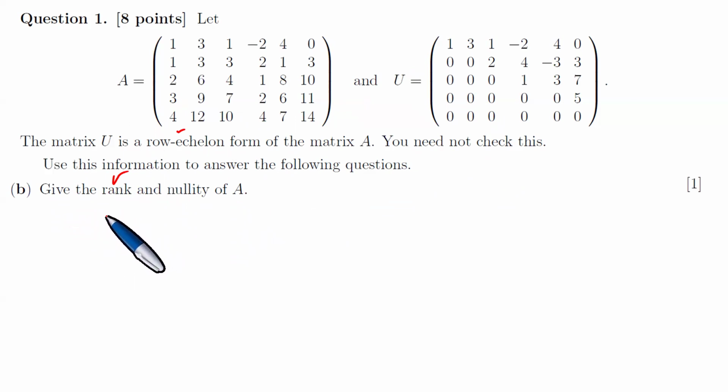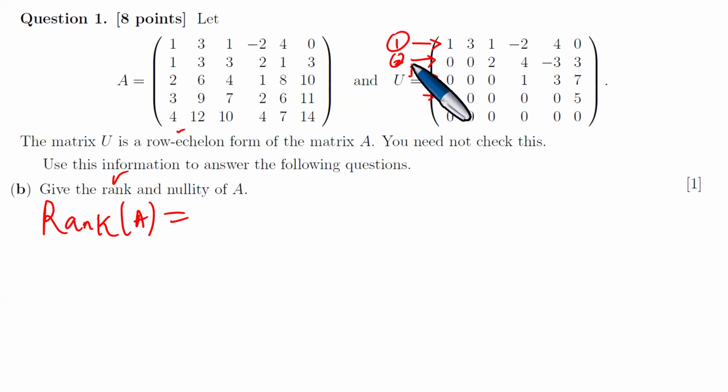Right, so what do we define as the rank of A? Well, the rank of A is the dimension of the set spanned by the rows. So at this point, you count the number of non-zero rows of A. Let's count: 1, 2, 3, 4. You counted 4, right? So the rank of A is 4 because there are 4 non-zero rows there.